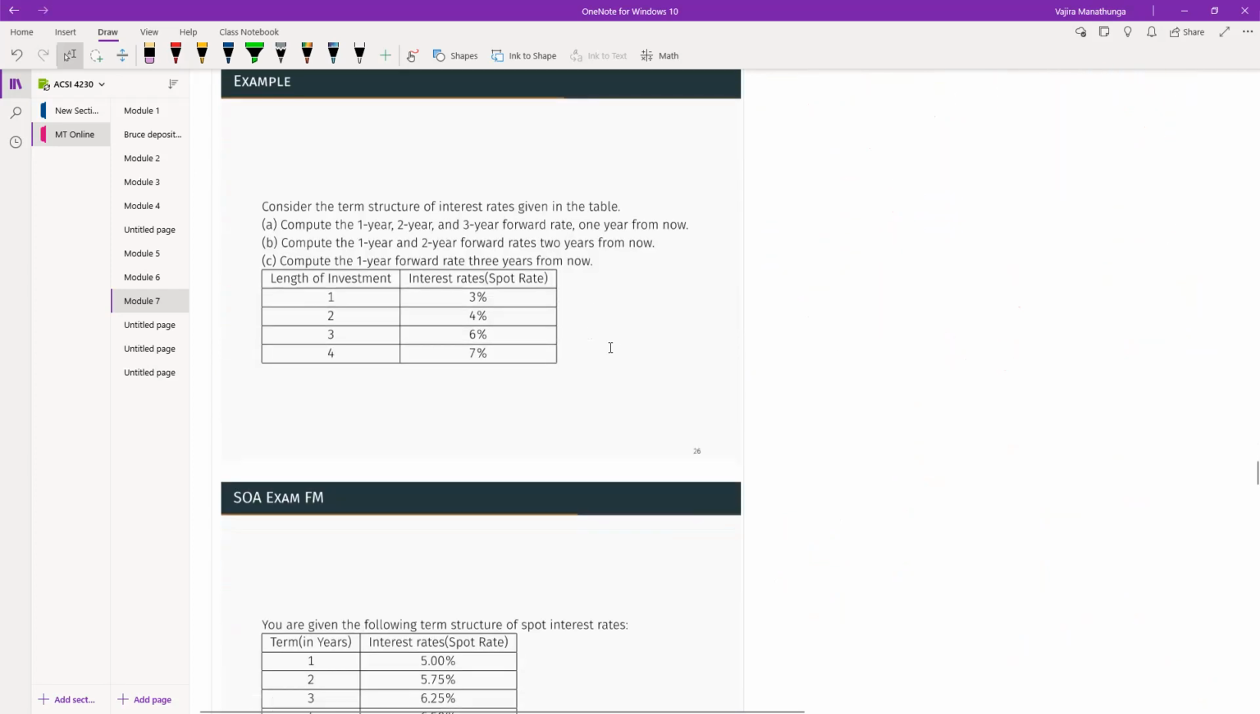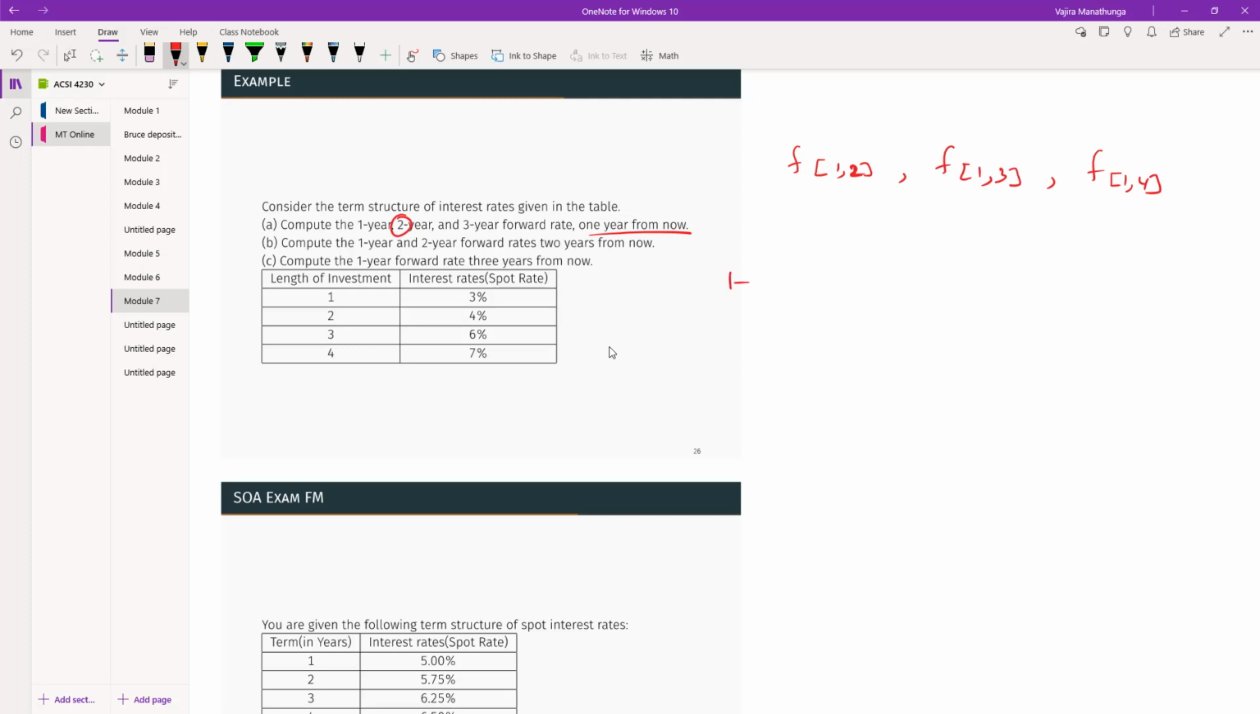So let's go to an example and see how to use the forward rate. This one says compute the 1 year, 2 year, and 3 year forward rate 1 year from now. So basically I'm calculating F1,2. Then the other one is F1,3, 1 plus 2, that's 3. And the other one is for 1 year from now, but the 3 year forward rate, so F1,4. These are the rates I want to calculate.